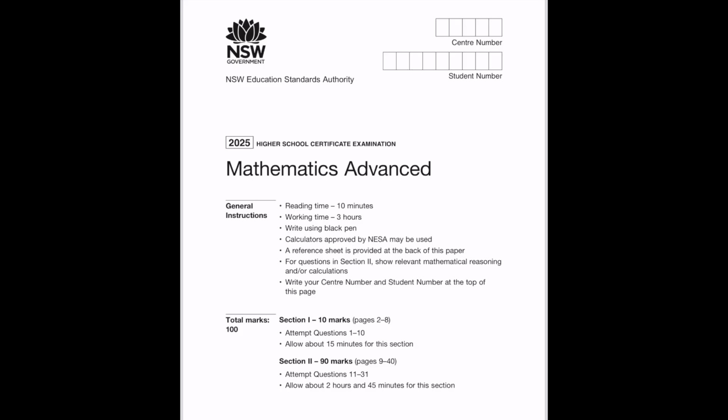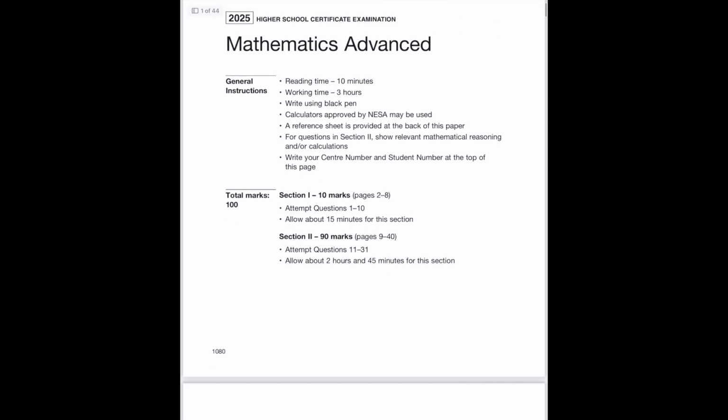Hey everyone, today we're going to take a look at the 2025 HSC Maths Advanced paper, specifically at section 1 of the paper, which is the multiple choice section. So let's get into it.